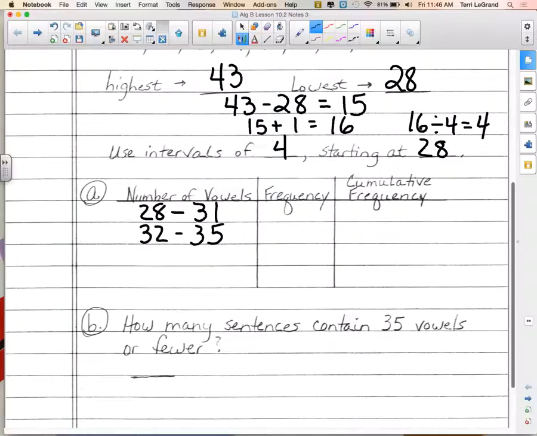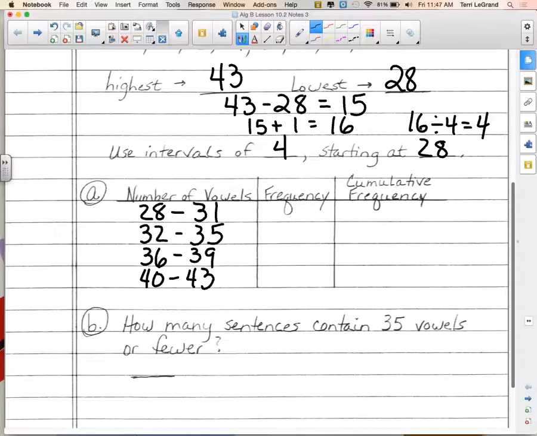Okay, next, the next one is 36 through 39. And the last one is 40 through 43. Now we say to ourselves, do we need to do another interval? Is our highest number included? Okay, then we don't have to do another interval, do we? We can stop. We can do what we thought would work out, 4 by 4.